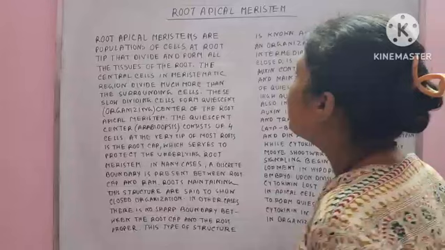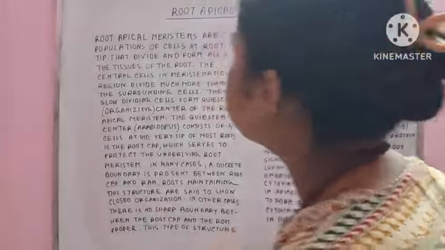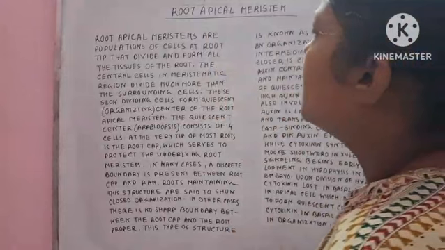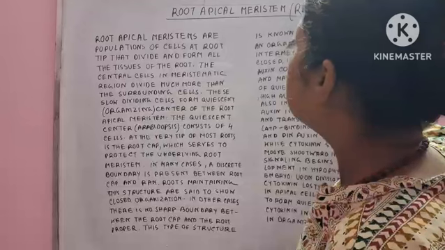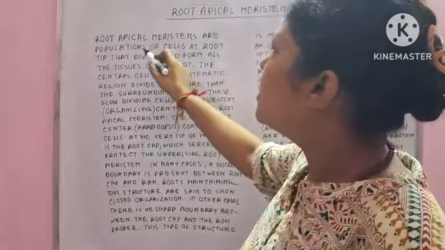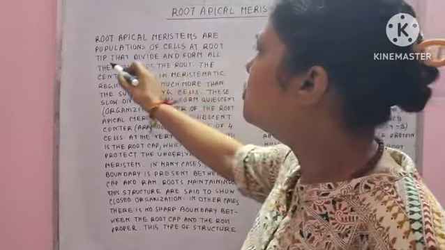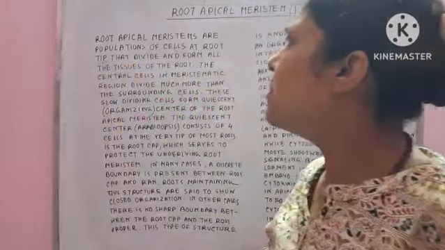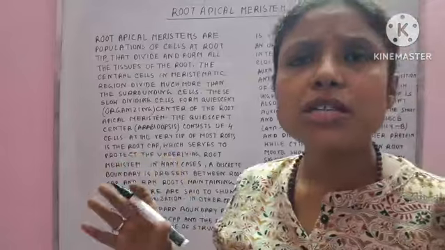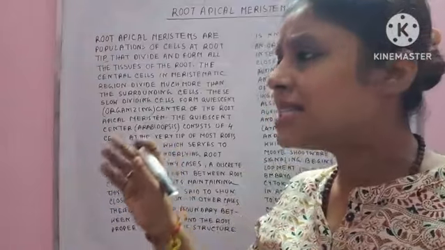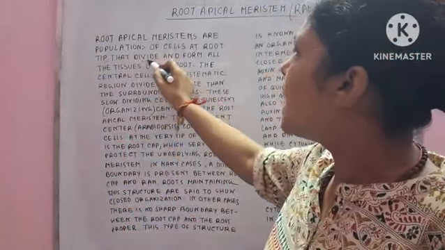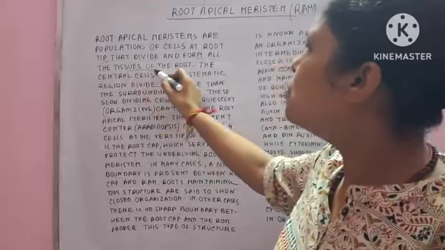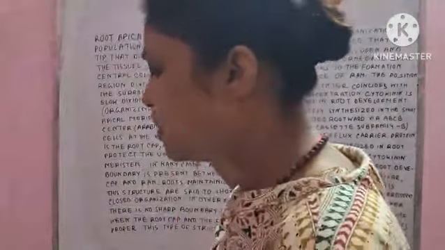Okay, so what is the root apical meristem? Generally, the root apical meristem, the short form is the RAM, is the population of cells at the root tip. That means the portion known as the root apical meristem is the cells present at the root tip. These cells divide and form all the tissues of the root. Which tissues are formed due to their divisions?